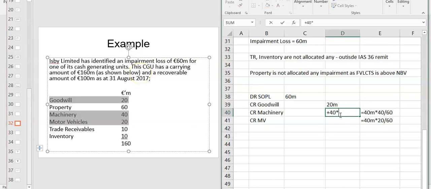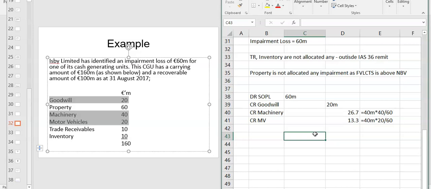So that's 40 times 40 over 60, and that's 40 times 20 over 60. We'll just round those to one decimal place. So 26.7 million and 13.3 million. And that's your 60 million allocated overall. Right, so it's just important that you get an idea of that. You will see that in some of the past exam questions.